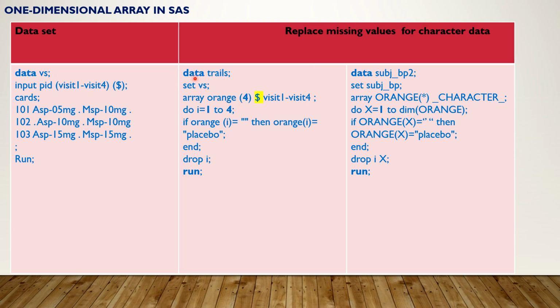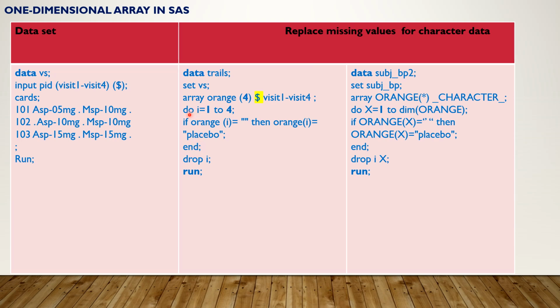For that we have to write: data trials, input data set name, set VS. Array orange, then the length of the variables. So here we are mentioning the dollar symbol. Why? Because this is character data, and those variables are all in character format, right? So that's why we are mentioning the dollar symbol. If this is numeric data, we need not mention the dollar symbol. Then the remaining coding is everything the same. Do I is equal to 1 to 4. If orange I is equal to missing, then orange I is equal to placebo.